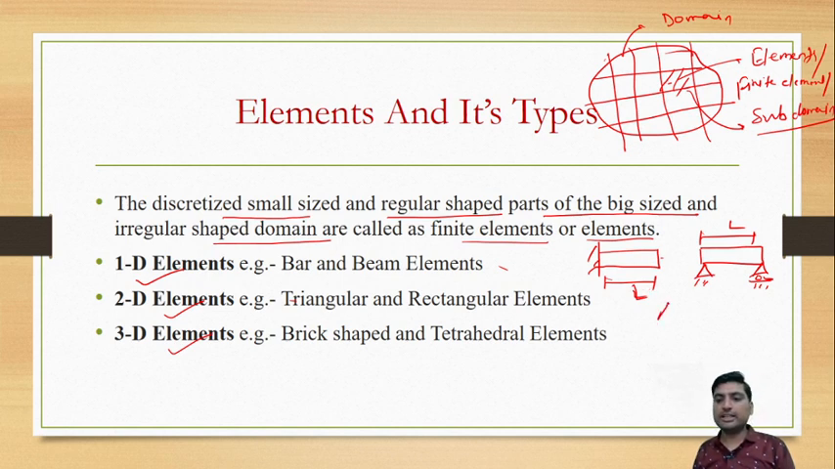So coming to rectangular element and triangular element, these are your two dimensional elements, because in this we will take length as well as width also. That's why it is called a two dimensional element. And three dimensional element means brick shaped and tetrahedral elements are called three dimensional. Even cubic, cuboidal also will be under three dimensional element. So elements based on the shape, we can say one dimensional element, two dimensional element and three dimensional elements.